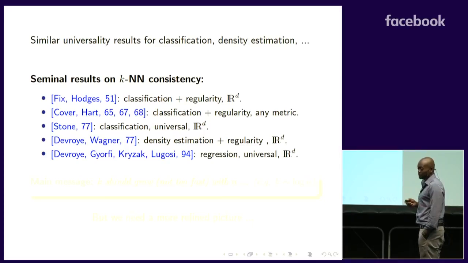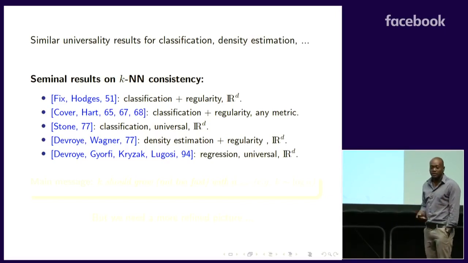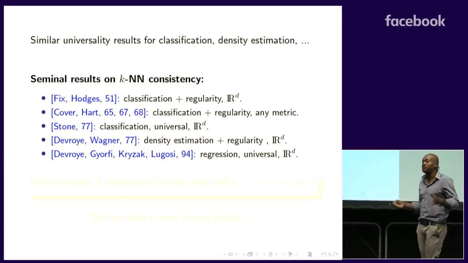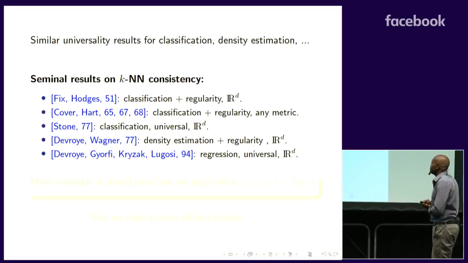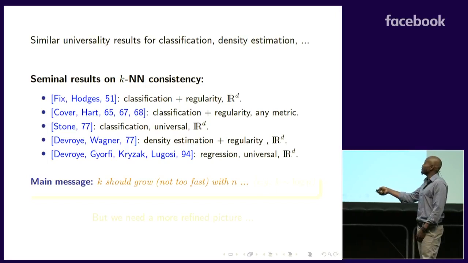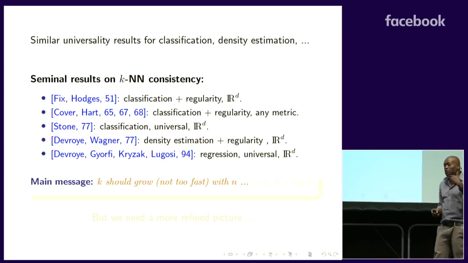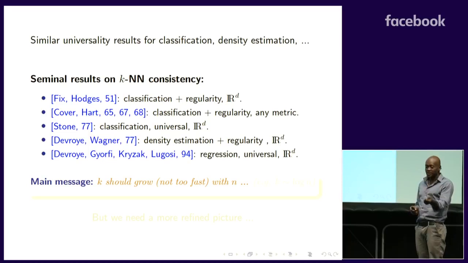The universal consistency of nearest neighbor. And eventually also there were results for density estimation, regression, and such. So the main message here is that nearest neighbors are universal, as long as k grows with n, but not too fast. One point here right away is that one nearest neighbor is not consistent. If you fix k, you cannot approximate every function.